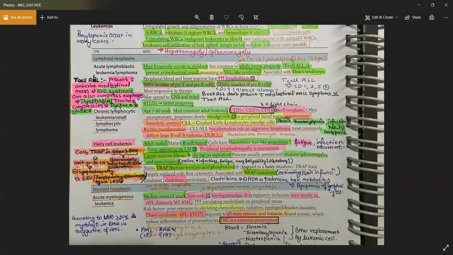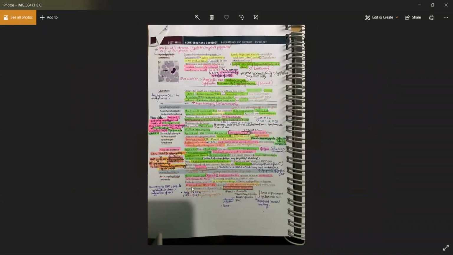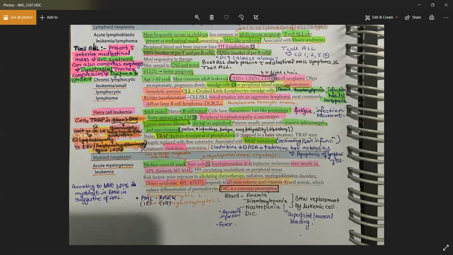So remember about the cladribine, remember about the BRAF mutation, remember about the TRAP. These cells are trapped in the spleen, cannot go anywhere. You will get a dry tap in the bone marrow. You won't get any lymphadenopathy, but you will get the massive splenomegaly. You will get the pancytopenia, and you will get the hairy cells, of course, as the name suggests, hairy cell leukemia. Right? Yes.